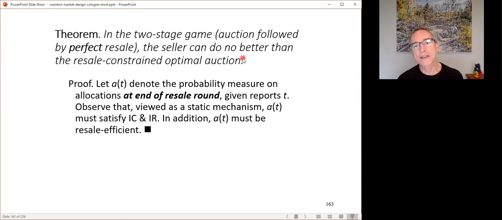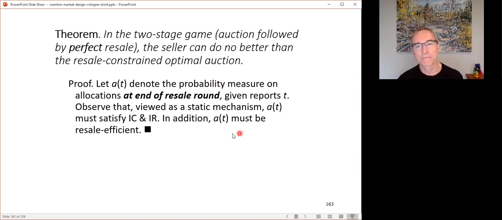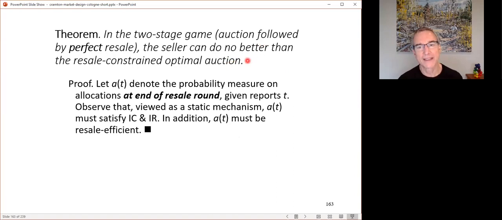So what we show in the paper is that in this two-stage game, auction followed by perfect resale, the seller can do no better than the resale constrained optimal auction. And the resale constrained optimal auction is basically saying we will not engage in this. We will simply withhold some quantity of the good, but we will not misassign the good. And in fact, we can achieve that. So this theorem specifies that the seller can do no better than the resale constrained optimal auction.